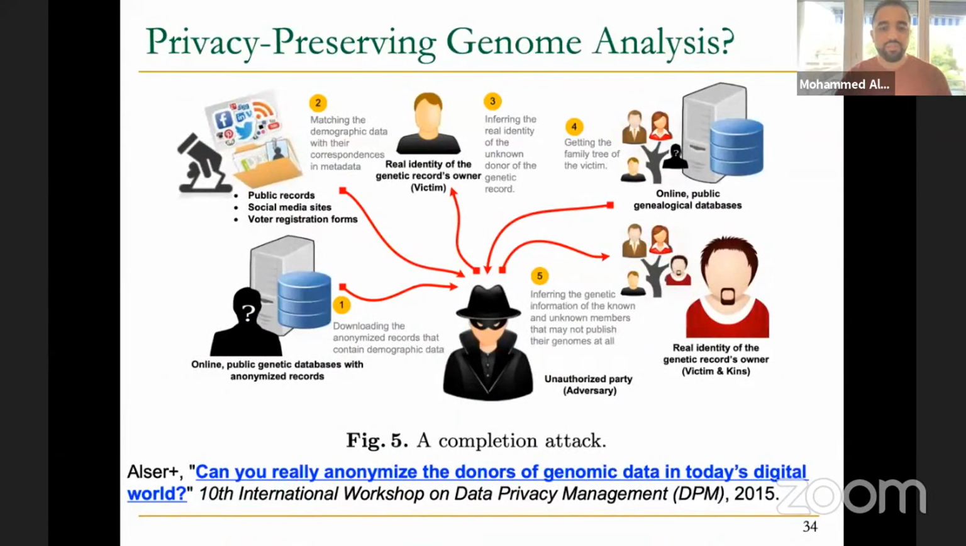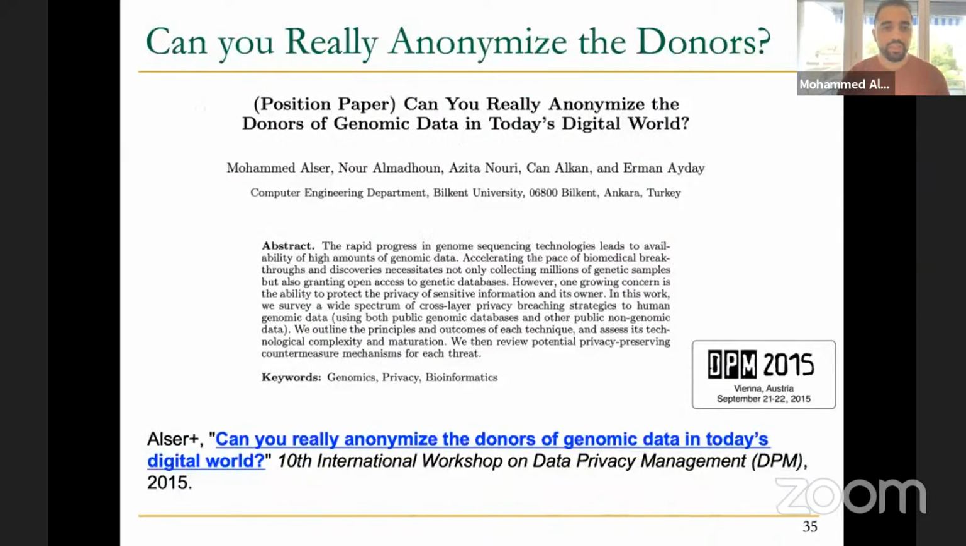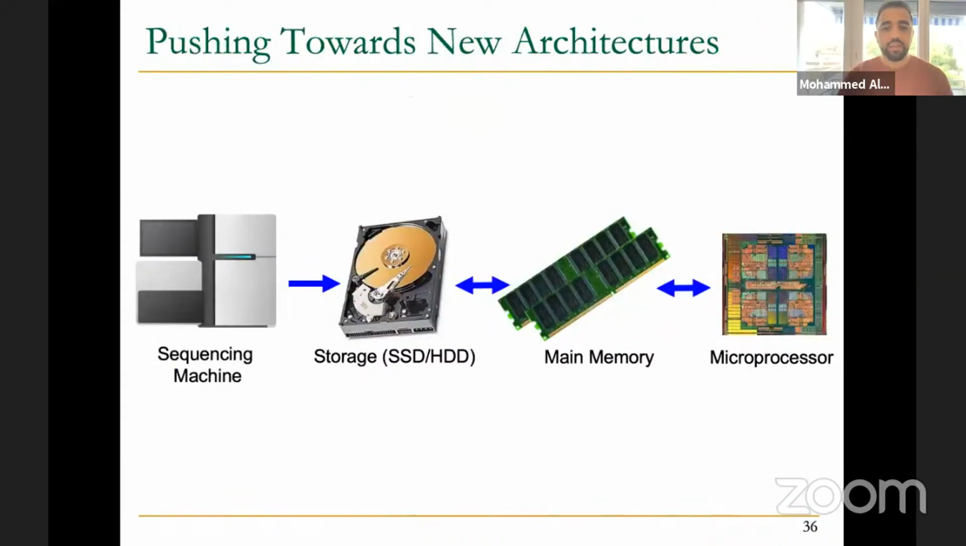As I said, privacy is very important. You can read this paper if you're interested in knowing more about the attacks that can happen to your genomic material. And yeah, that's why it's important to do the processing in different ways than what we have in the traditional way today.